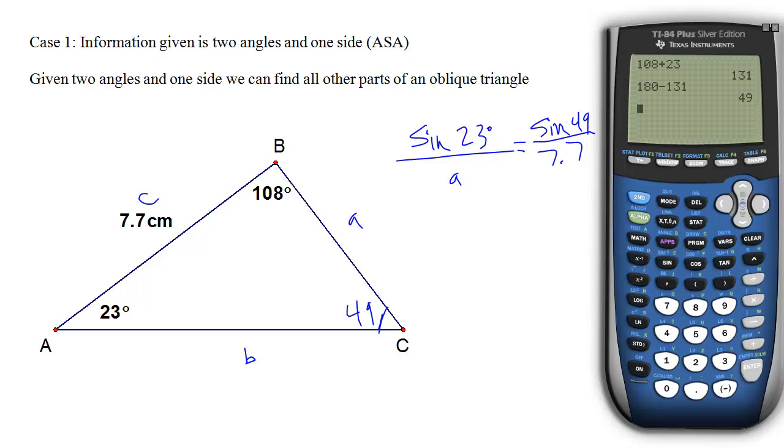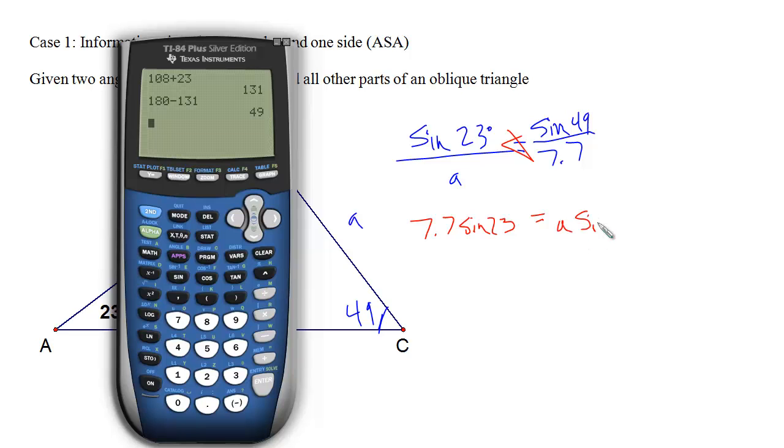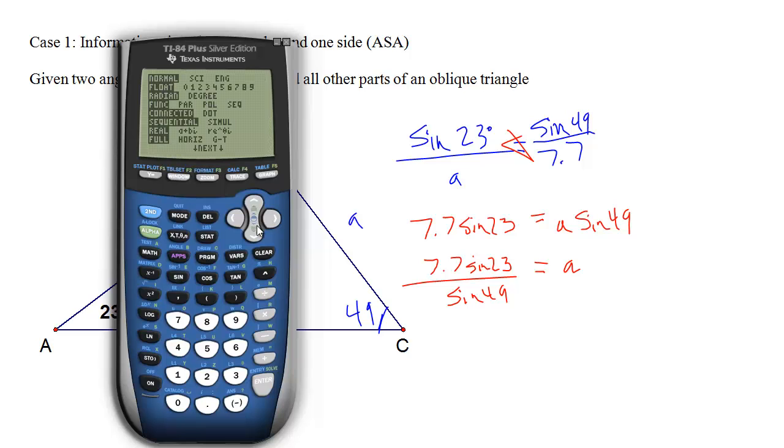Now, how do we solve proportions? We just cross multiply. So I have 7.7 times the sine of 23 degrees is equal to A times the sine of 49. Now in order to solve for A, I'd go ahead and divide both sides by the sine of 49. So in this case, A is equal to 7.7 times the sine of 23 over the sine of 49. And we'll just go ahead and put that in our calculator. So I'm going to go to mode. I'm going to double check and make sure, see it defaulted back to radians. So I'm going to plug in degrees.